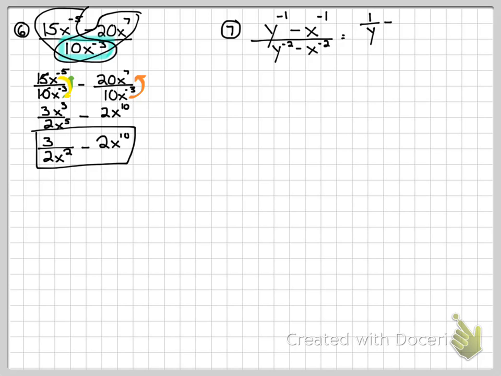The problem says minus. X to the negative 1 is 1 over x. All over. Y to the negative 2. 1 over y squared. The problem says minus. X to the negative 2. 1 over x squared. This is how this problem's rewritten. There's no getting around it. There's no shortcut. Now I can do fraction busters.